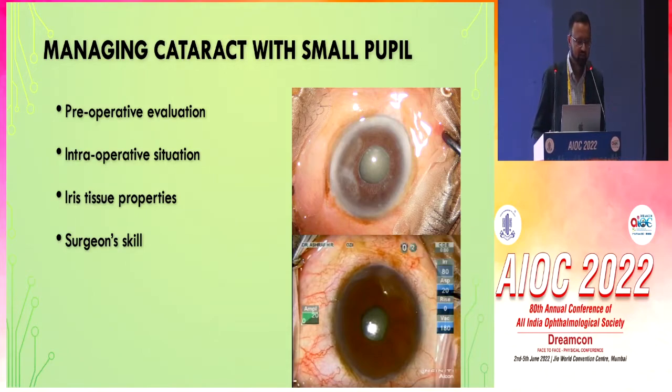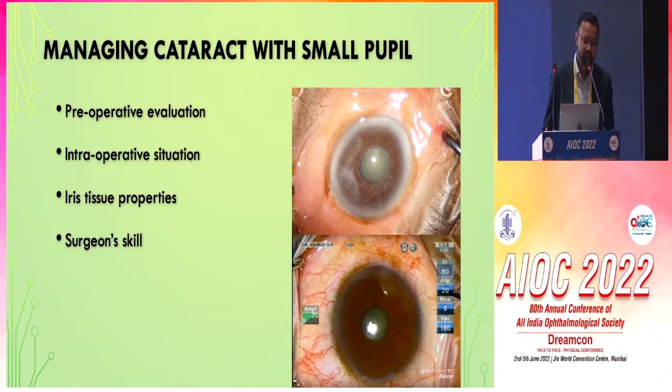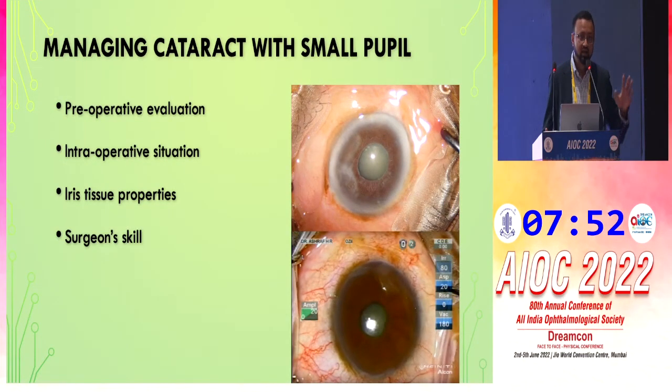So, managing the cataract with small pupil. What we need to do for the successful management, we need to have the proper pre-operative evaluation, intraoperative situation assessment, iris tissue properties evaluation, and definitely the most important part, the surgeon skill. Why the surgeon skill is important, I am coming to next.